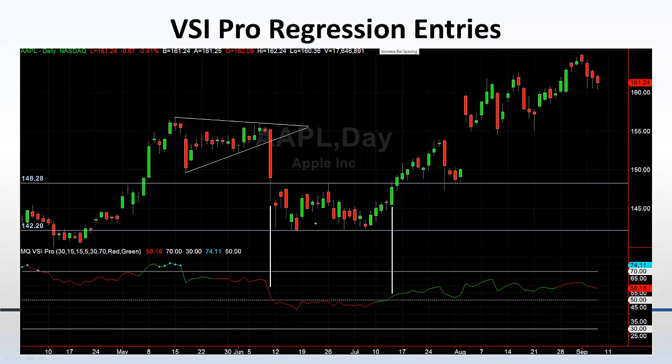So, Apple here. Alrighty? One more example. This is Apple on a daily price chart. We had a well-defined pennant pattern here first. Once more, again, we just left the 30, 15, 15 settings. We haven't changed that for this strategy. And we're breaking down with bearish indicator line, confirming the setup.